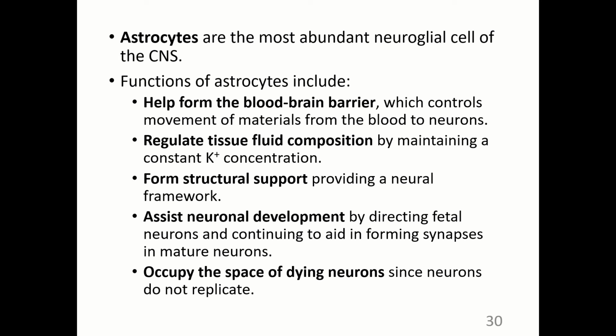Astrocytes help form the blood-brain barrier, which controls movement of materials from the blood to neurons. Astrocytes regulate tissue fluid composition by maintaining a constant potassium ion concentration. Astrocytes form structural support by providing a neural framework.